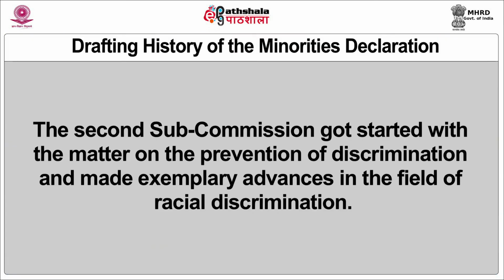Finally, only 2 subcommissions, one on freedom of information and of the press, and the second jointly on the prevention of discrimination and the protection of minorities, were established. The second subcommission got started with the matter on the prevention of discrimination and made exemplary advances in the field of racial discrimination. In the initial phase, the protection of the minorities was undermined by the UN itself, indicating the failed mandates of the League of Nations attached to them.